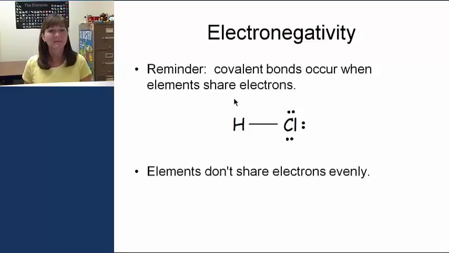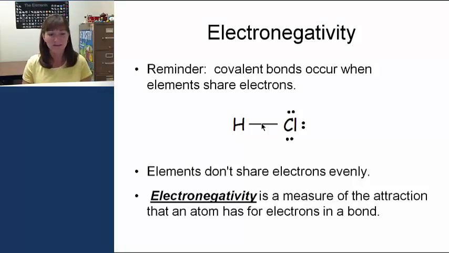All right, so elements don't share the electrons equally or evenly. These 2 electrons might not be shared right there in the center of the hydrogen and the chlorine. They sometimes will shift closer to one element than the other. The definition of electronegativity is the measure of the attraction that an atom has for the electrons in the bond.